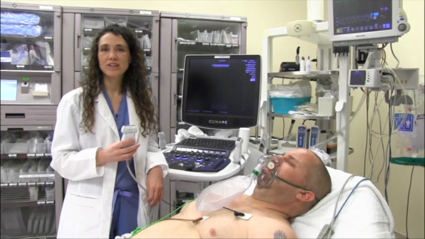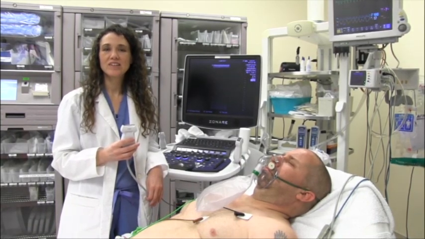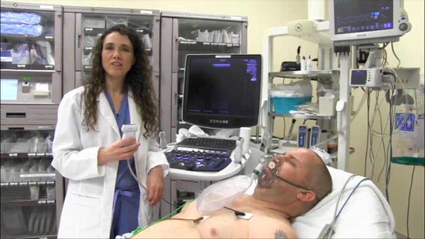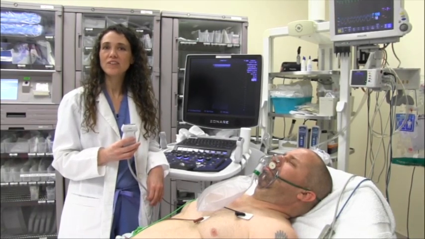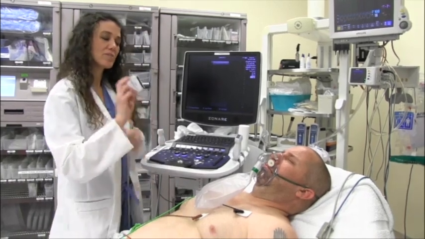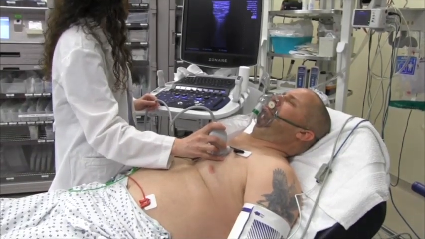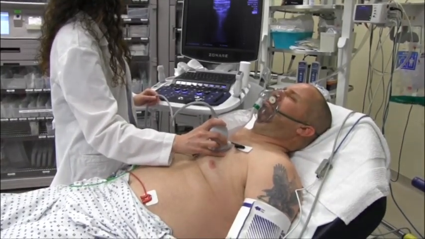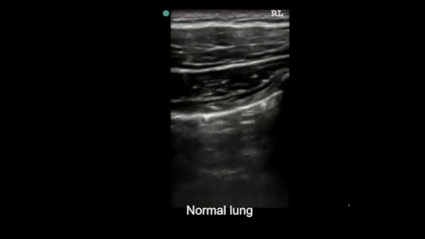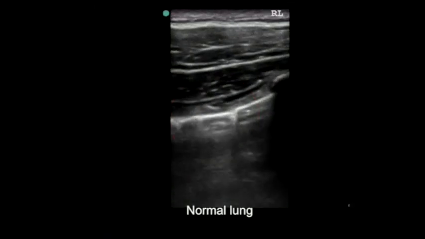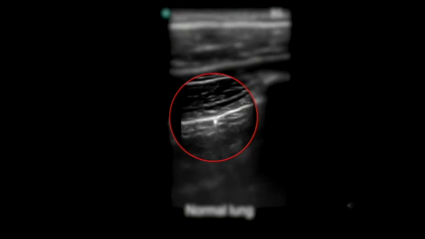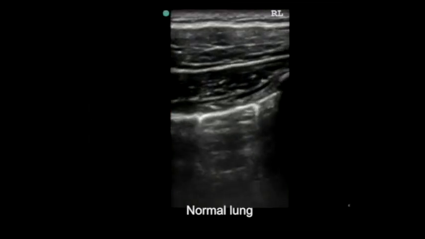The FAST exam can be extended to look into each hemithorax. Greater detail of these views can be found in the Access Emergency Medicine lung ultrasound video. Briefly, each hemithorax should be imaged for the presence of pulmonary edema, pneumothorax, and pleural effusion. Normal lungs should slide with respirations. The bright white line is the pleura. Note how it slides back and forth.